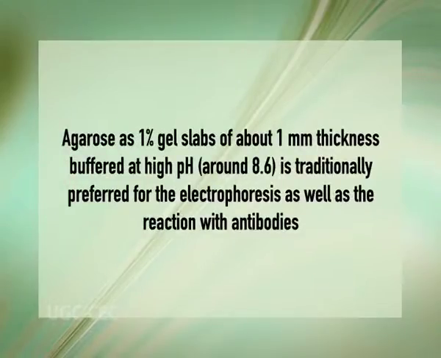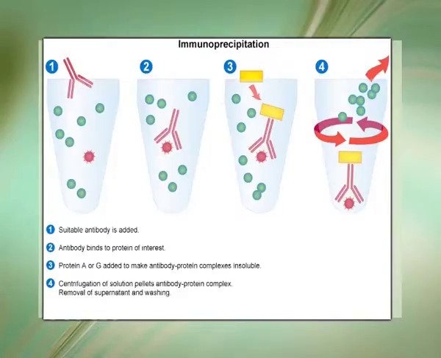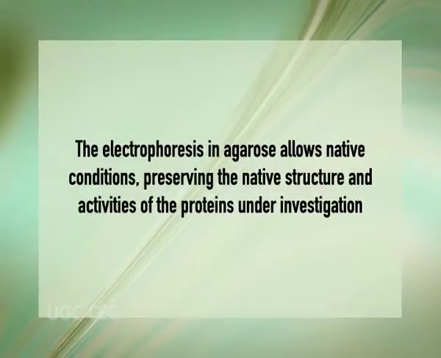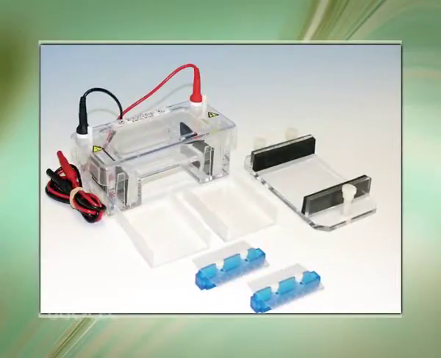Agarose as 1% gel slabs of about 1 mm thickness, buffered at high pH around 8.6, is traditionally preferred for the electrophoresis as well as the reaction with antibodies. The agarose is chosen as the gel matrix because it has large pores allowing free passage and separation of proteins, but provides an anchor for the immunoprecipitates of protein and specific antibodies. The high pH is chosen because antibodies are practically immobile at high pH. An electrophoresis equipment with a horizontal cooling plate is normally recommended for the electrophoresis.